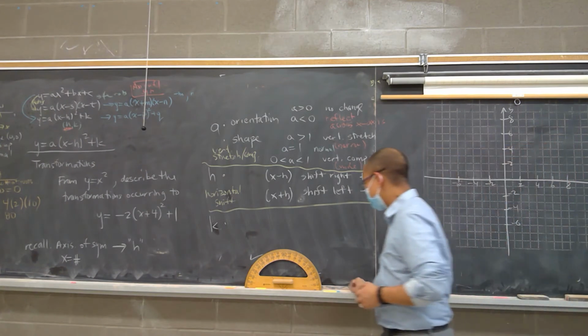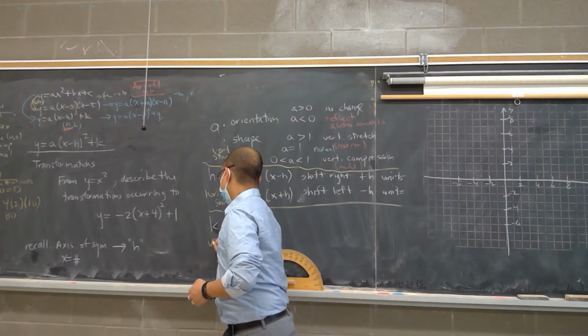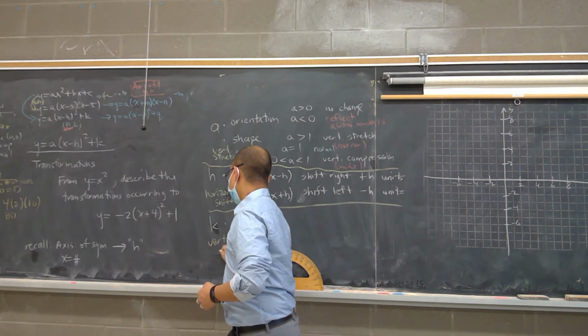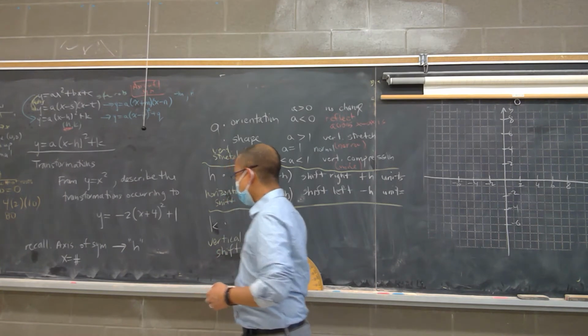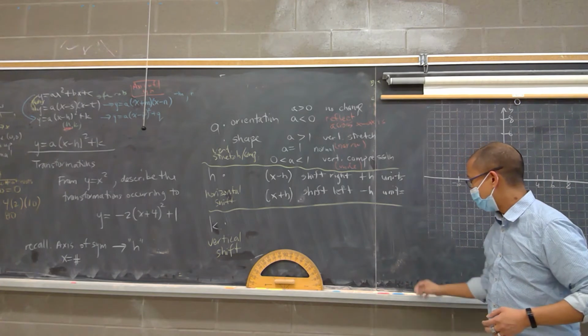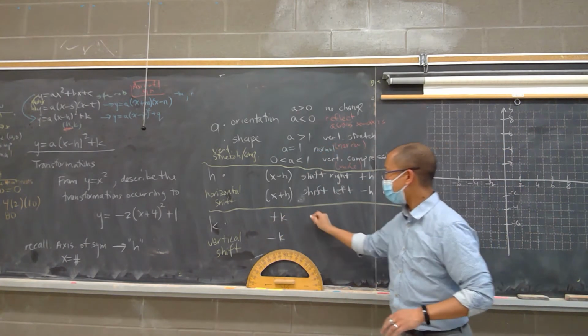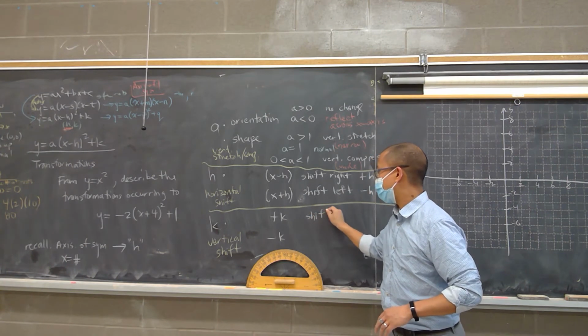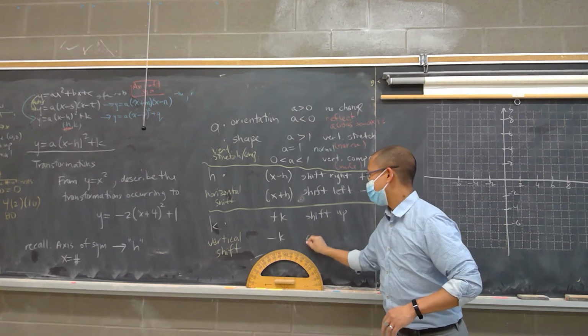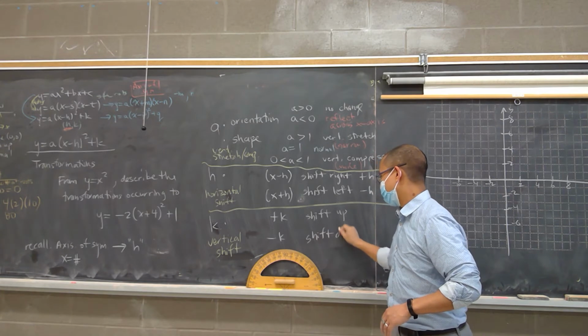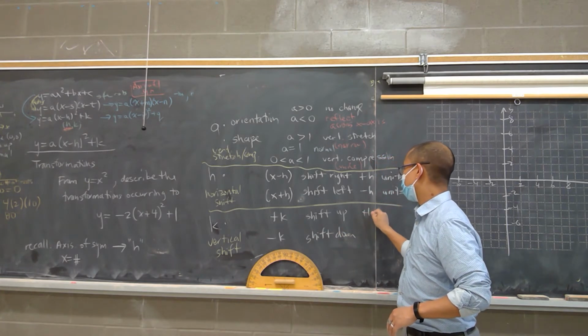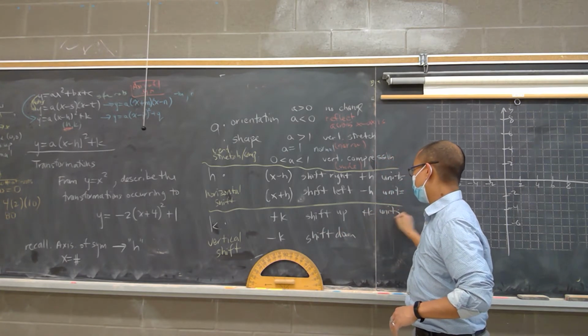Finally, the k. What does the k stand for? Vertical translations. And it's just easier, shorter to use vertical shift. So when you see plus k and minus k, the plus k means shift up, and the minus k is shift down. Plus k units. Minus k units.